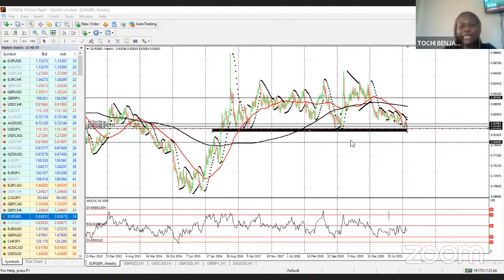Okay, now on weekly, if I enlarge the chart, you might not see it clearly. But by mere looking at it, even with your eyes, you can see that there has been a series of touches on this level. You can see one here.